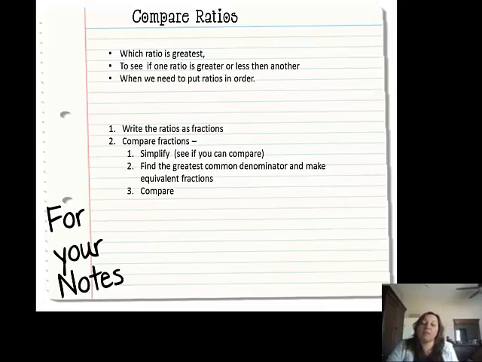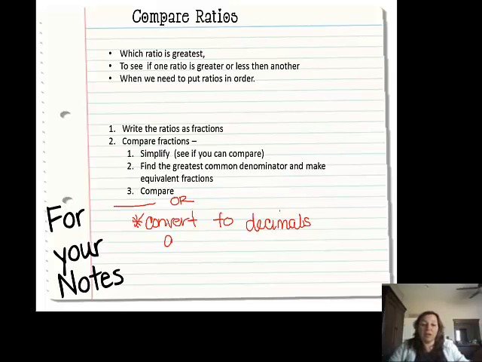Okay, so just for your notes, I want you to remember that sometimes somebody will ask you which ratio is the greatest, and they want you to compare ratios, or you'll be asked to see if one ratio is greater or less than the other, and you'll be needing to compare ratios. Or they can ask you to put the ratios in some type of order from least to greatest or greatest to least, and again that would be a comparison of ratios. And in order to compare ratios, you want to write the ratios as a fraction and then compare your fractions, simplify, see if you can compare, find the greatest common denominator and make equivalent fractions, and then you would go ahead and compare your numerators. Remember that you could also convert to decimals and compare. So either way will allow you to compare ratios.